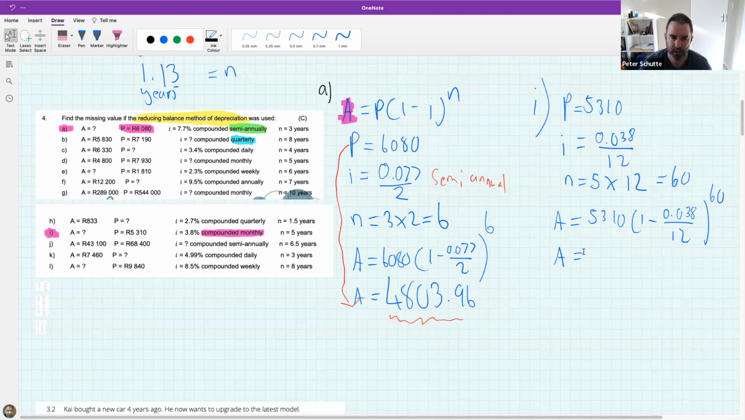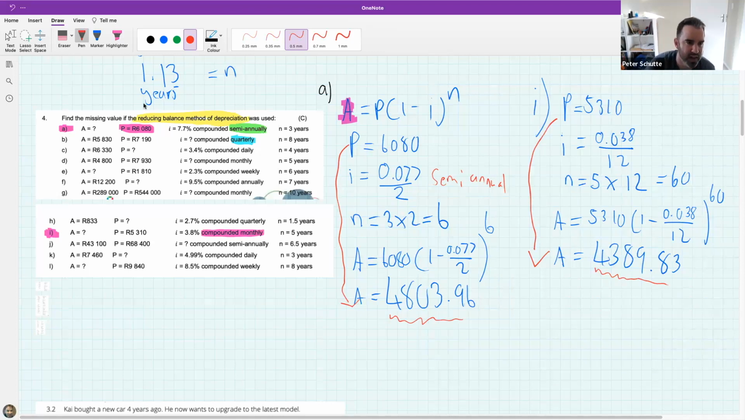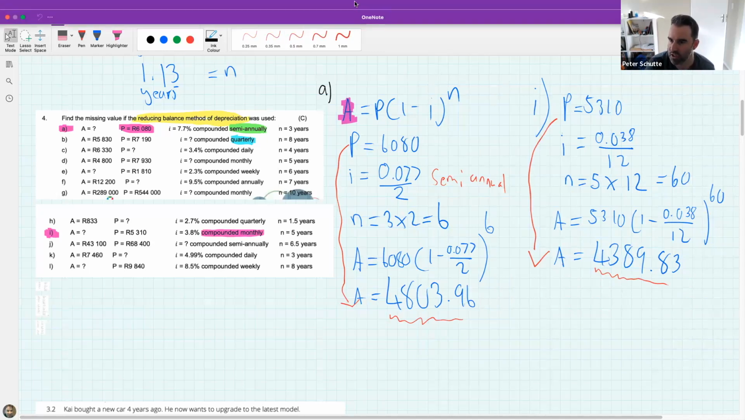Yeah, what are we getting? Well, I am getting 4,389.83. And so it's depreciated from 5,310 all the way down to 4,389. And if I look there, Annie agrees, Jasmine agrees, Cheval agrees. So it feels like we should just keep swimming because the class is on form.